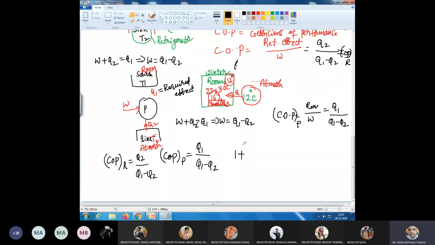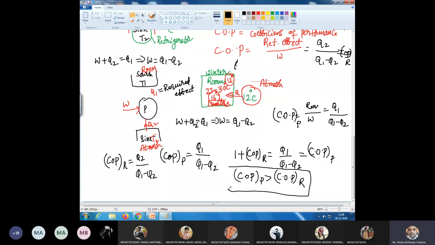If you add 1 to the COP of the refrigerator, what will you get? If you do the LCM, you will get Q1 by Q1 minus Q2. So nothing but this is the COP of the pump, meaning COP of pump is always greater than COP of the refrigerator by 1. This is the relation between COP of pump and refrigerator. Therefore pump COP is equal to refrigerator COP plus 1.